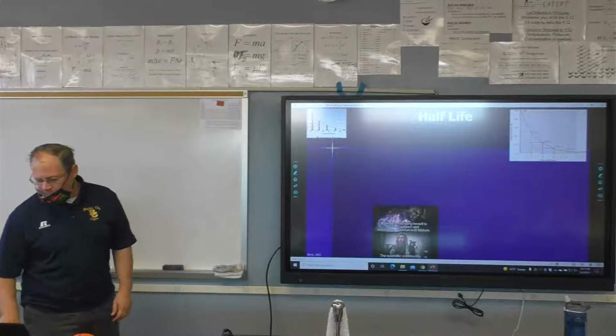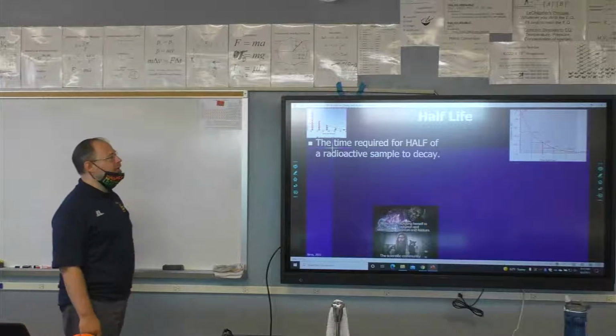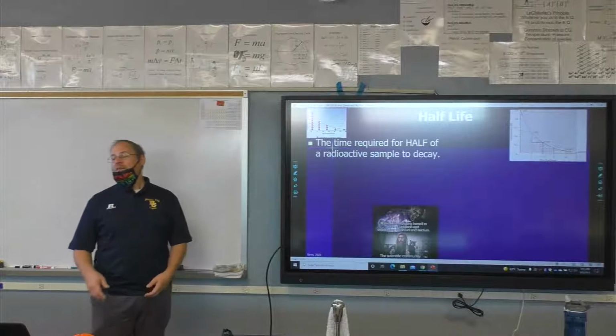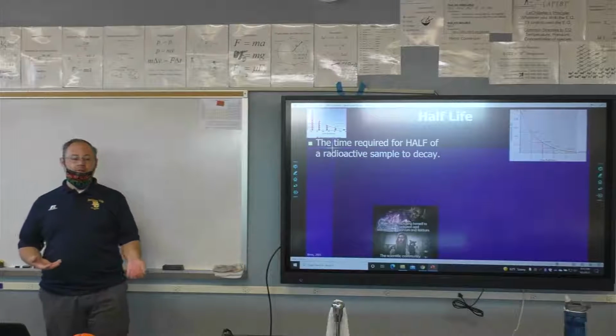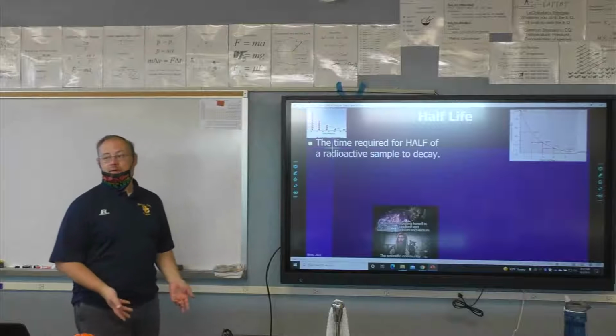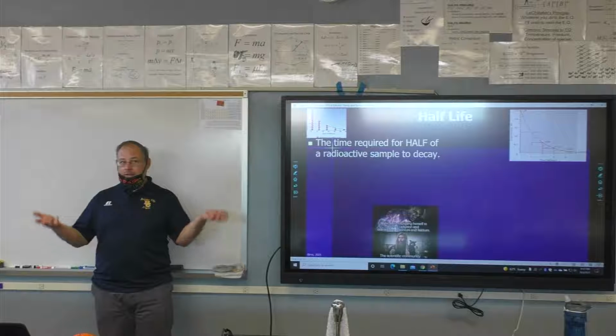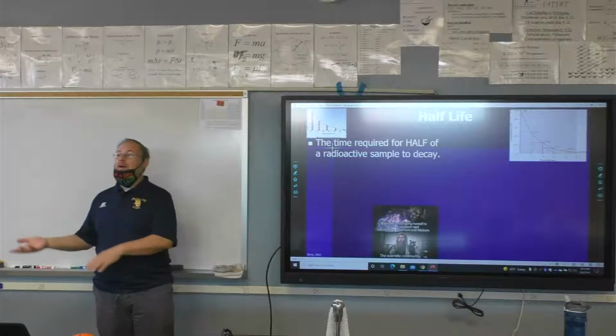All right, so half-life. Half-life is simply the time required for half a radioactive sample to decay. So the time for 100 grams to become 50 grams, or 1,000 grams to become 500 grams. Now, what happens to that material? Does it go away? No, it becomes something else.